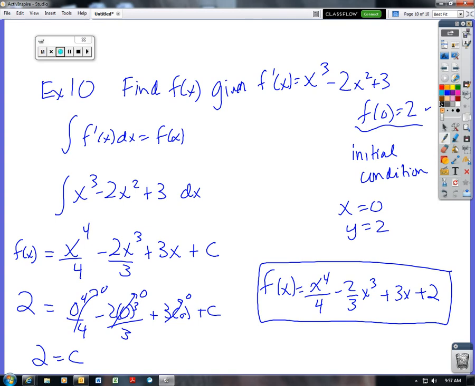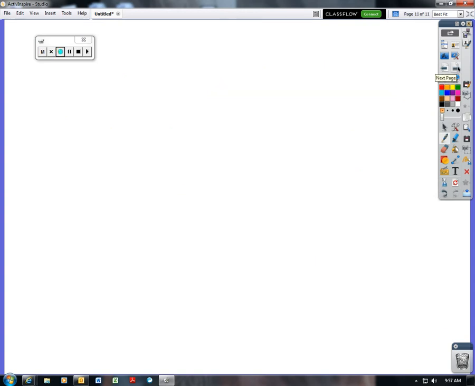Now, it doesn't always happen that the c, just because you plugged in 0, and like in this case, f of 0 was 2, and you notice the c was also 2. That's not always the case. You can't always assume that. You have to handle these on a case-by-case basis. Example 11.